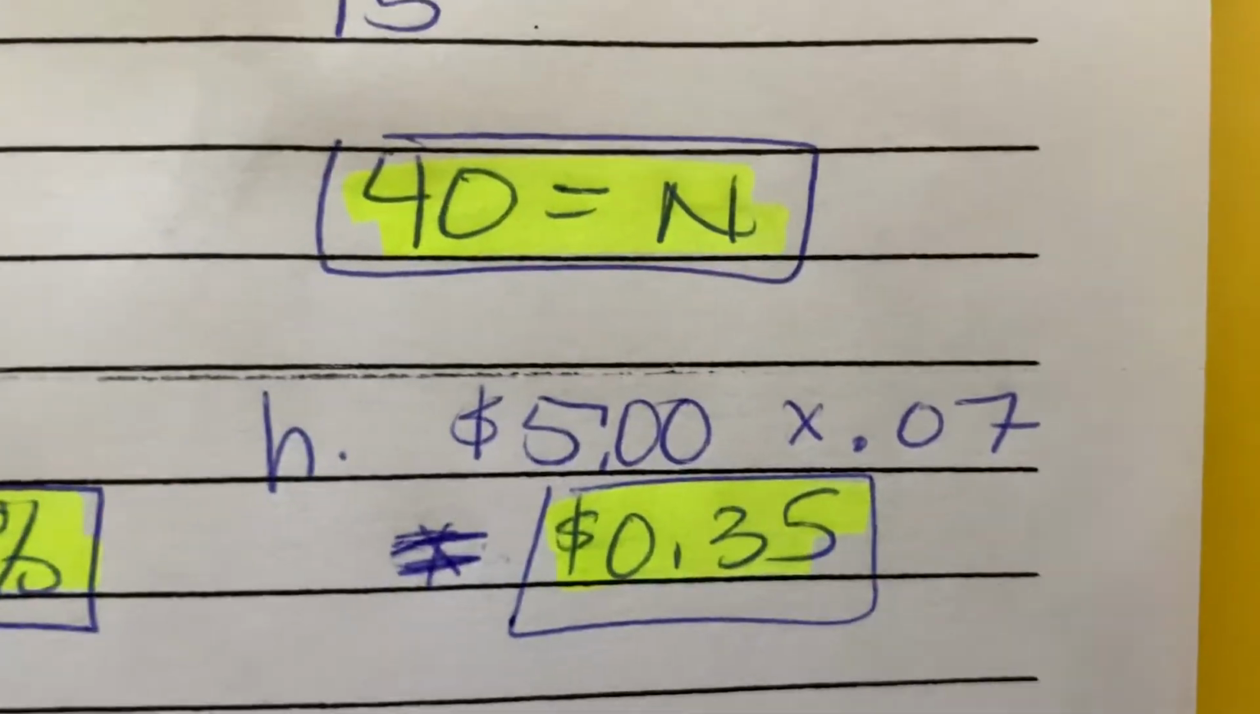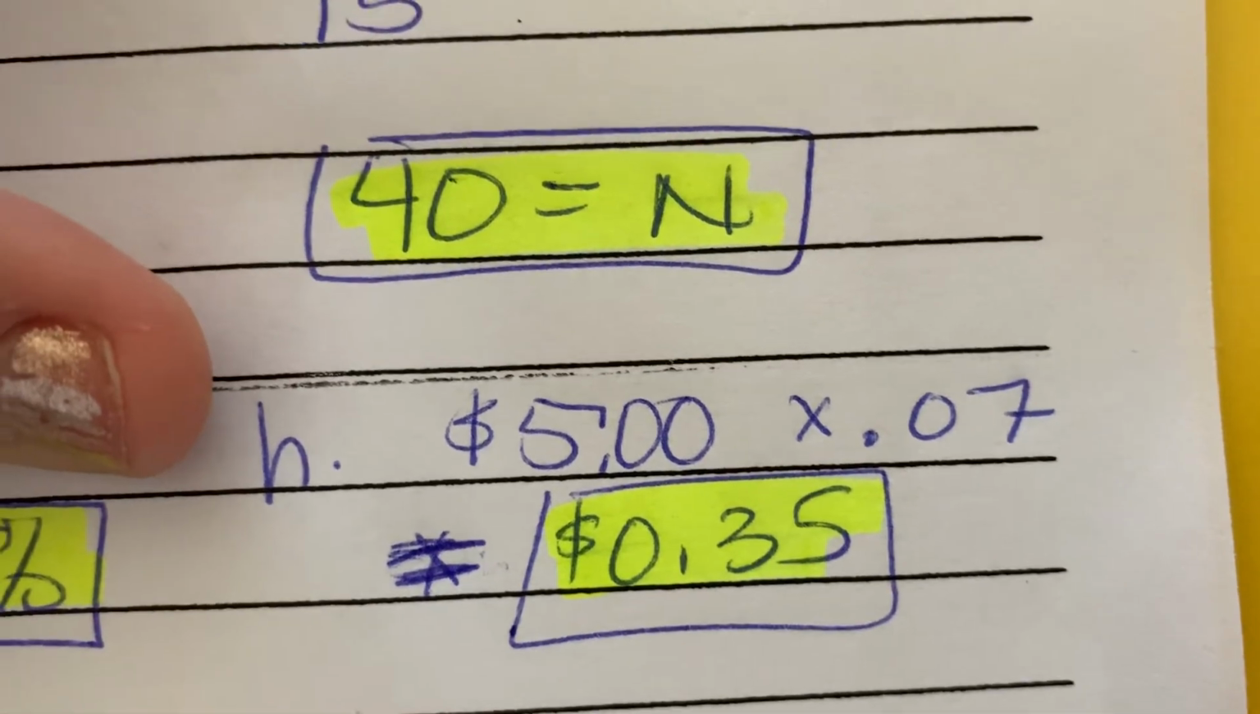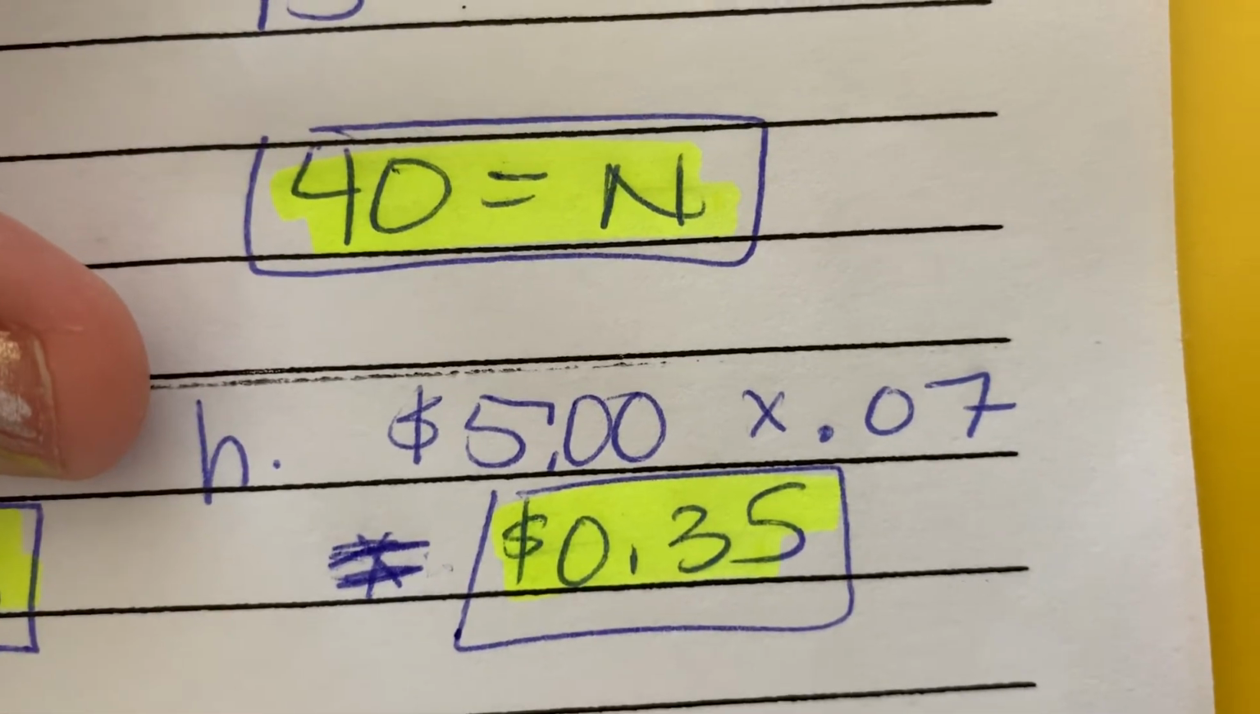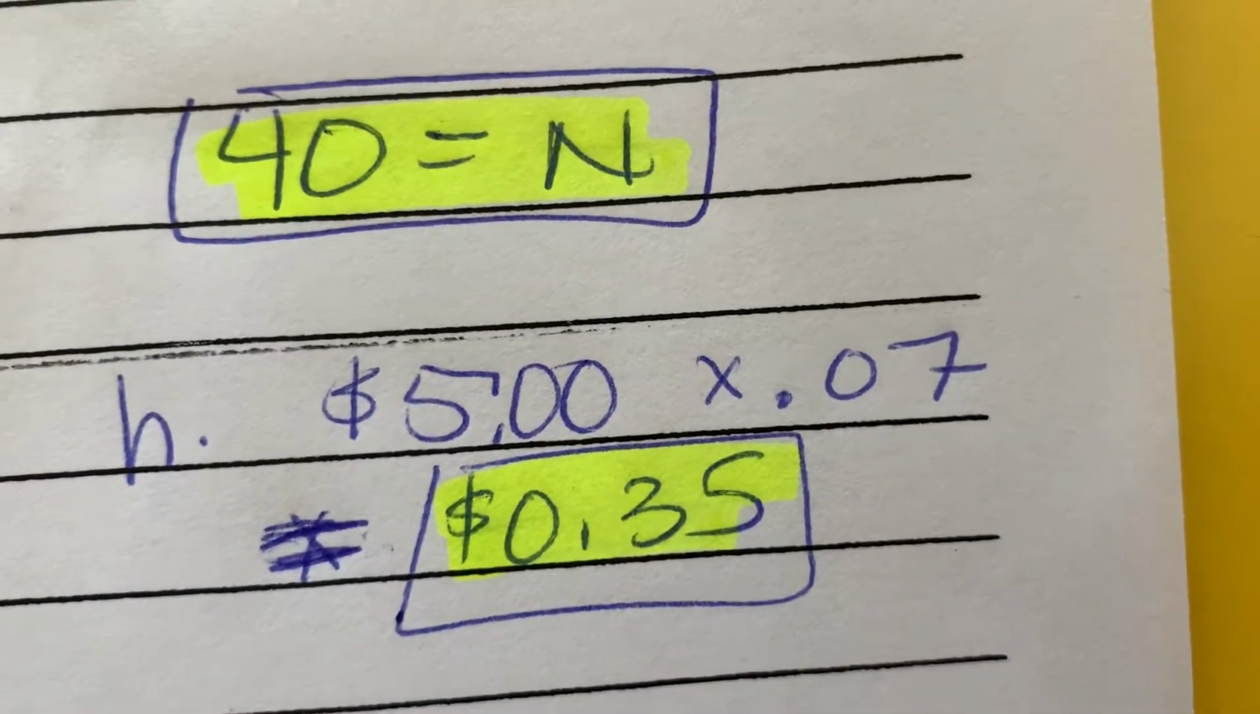Okay, last but not least, they wanted to know, how do you prove that the problem, the 7% problem, I think it was F, is the correct answer? Well, if you did $5 times 7%, you should come up with 35 cents.